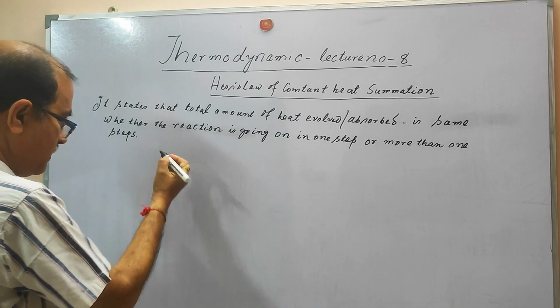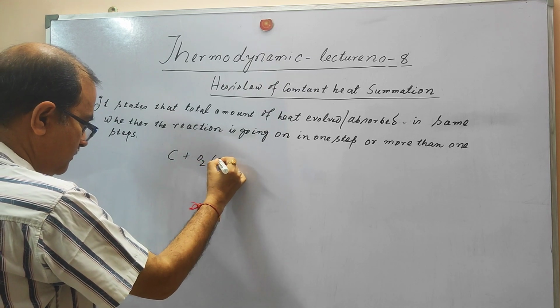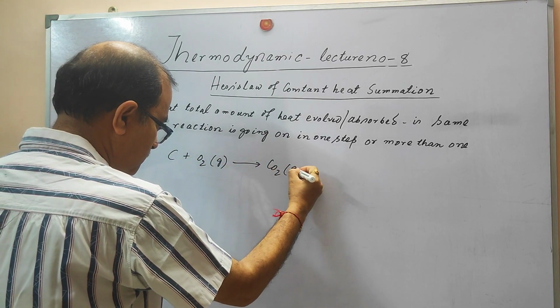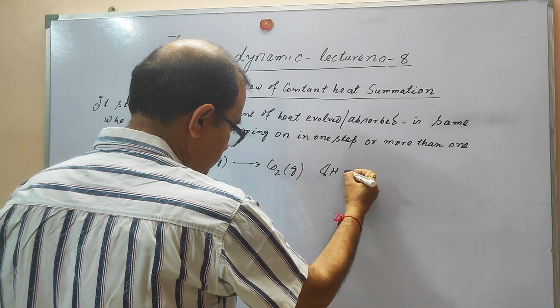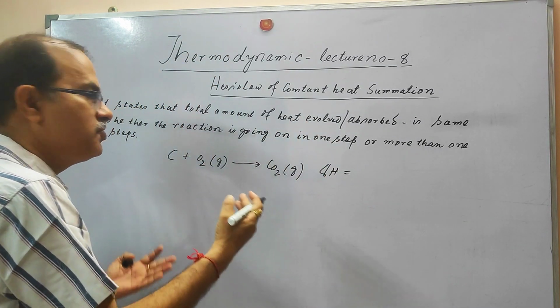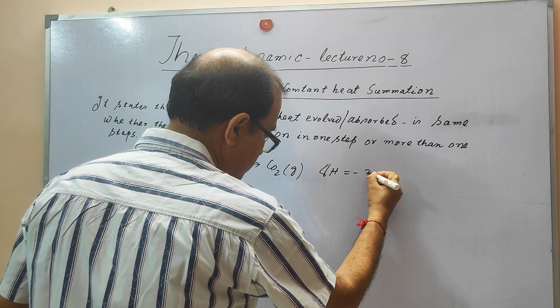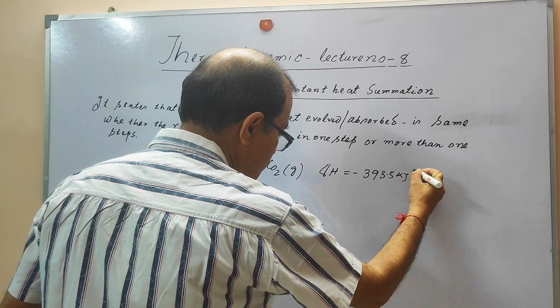As an example, we take carbon plus oxygen gas. It will produce carbon dioxide gas. The enthalpy involved, meaning the heat evolved, because this is an exothermic reaction, has been found to be minus 393.5 kilojoule per mole.